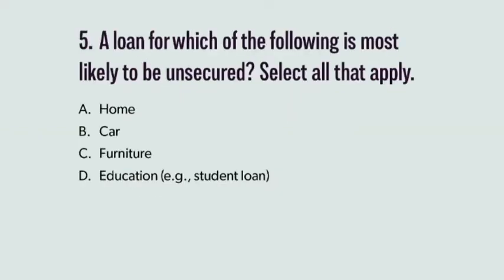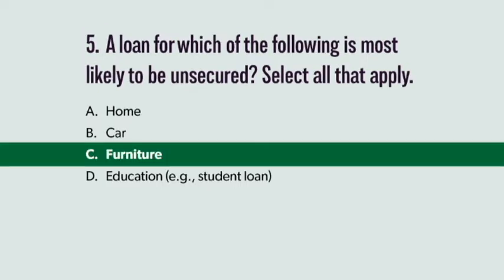Number 5, a loan for which of the following is most likely to be unsecured? Select all that apply. A, a home. B, a car. C, furniture. And D, education or student loan. So a loan that is unsecured would be C, furniture, and D, education student loan.